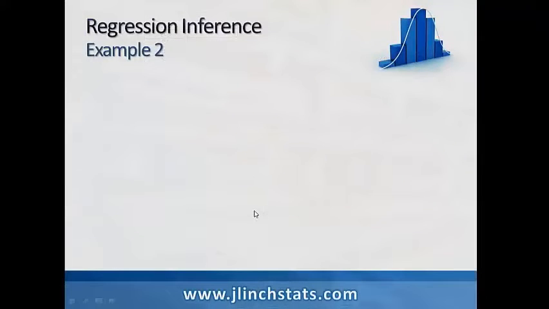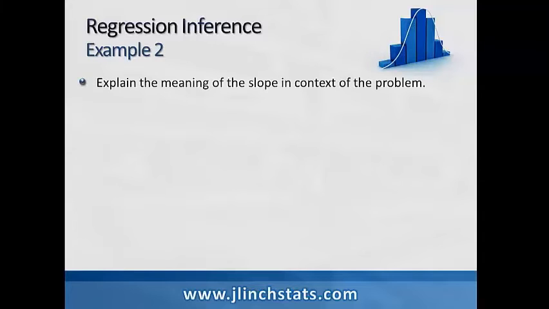Now once you've found the least squares regression line, the correlation coefficient, and the coefficient of determination, let's go ahead and explain the meaning of the slope in context of the problem.